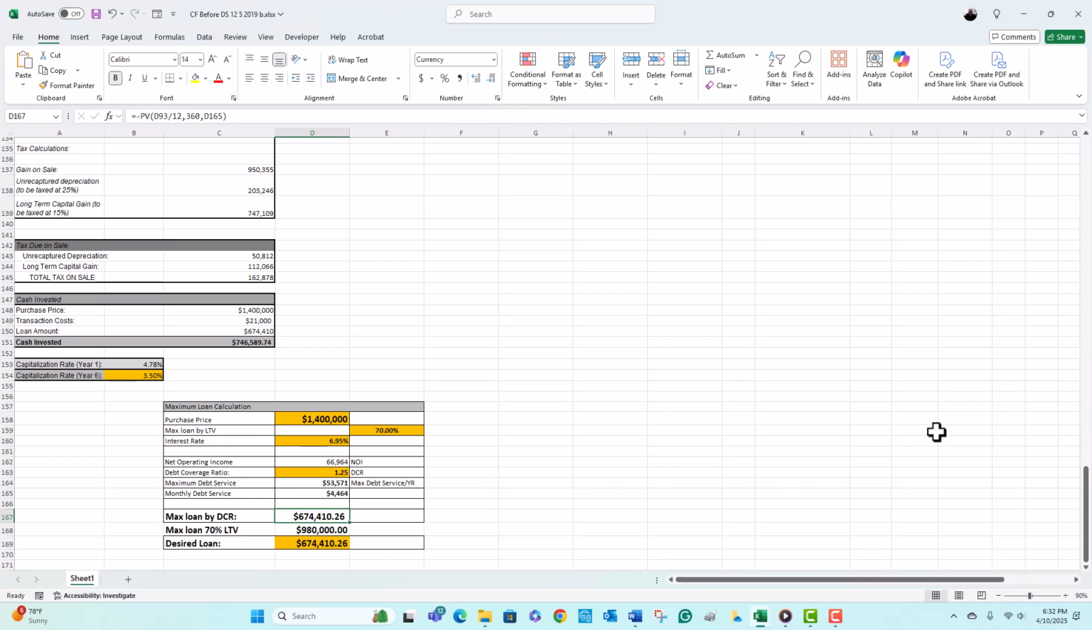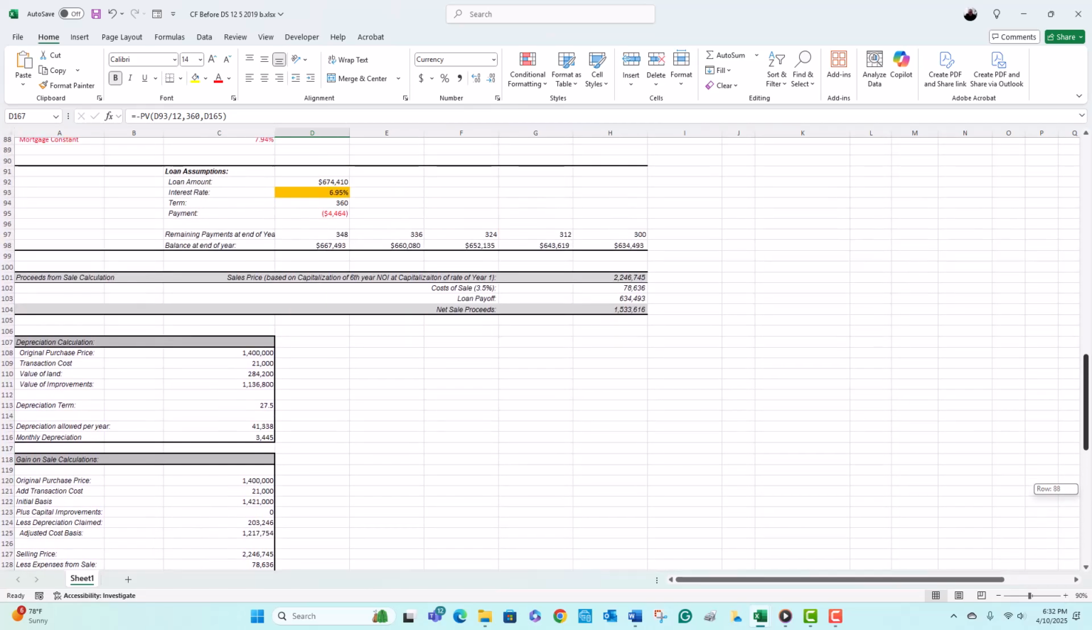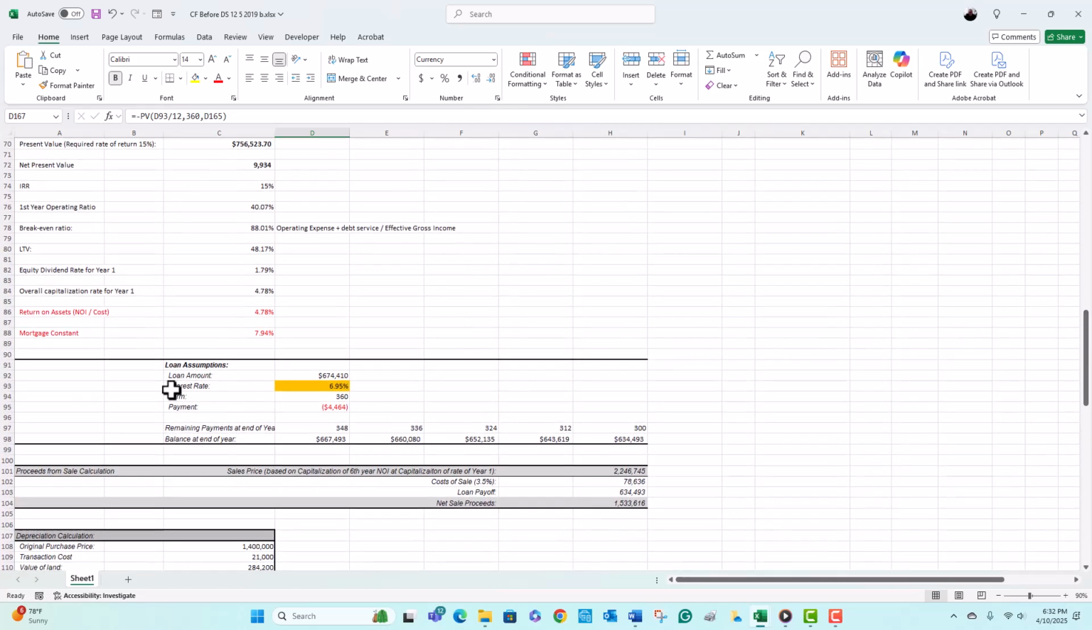It's that loan now that is automatically carried up. And I will go up and look at that. That is carried to this section here. Automatically, you see the loan amount, $674,410. This is the interest rate we talked about, 6.95%, 360 payments. What is the payment? $4,464. Because of what we need to cover later on, I've also put in the calculations of the balance of the loan at the end of each year.